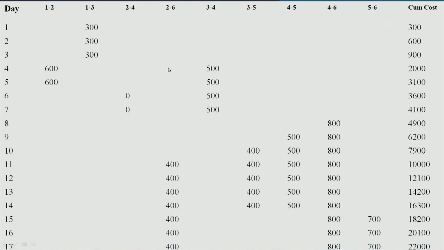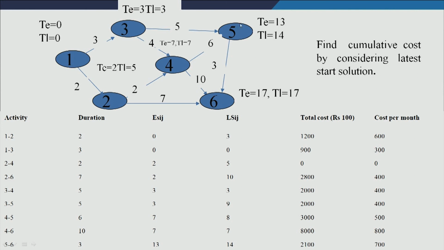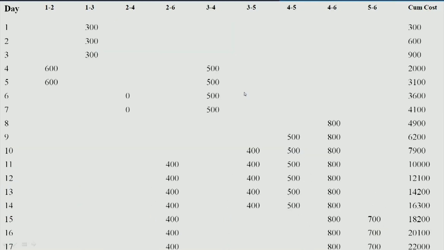So, this is the cumulative cost in case of latest start time. I will tell you how to do it for, let us say, activity 5-6. Activity 5-6 is this, latest start time is 17. So, start from the 17th day and move to the 16th and 15th day, because its duration is 3. Just see for activity 5-6, this is the 17th day, 16th day and 15th day. Similarly, for 4-6, you start from latest start time.